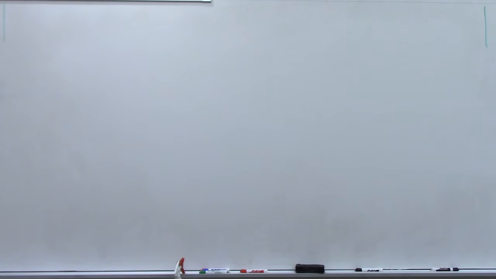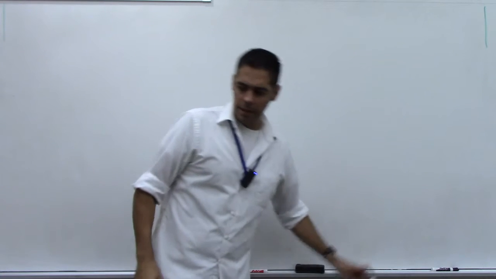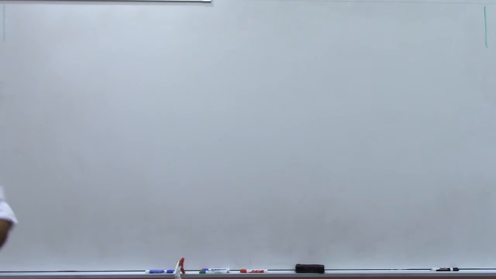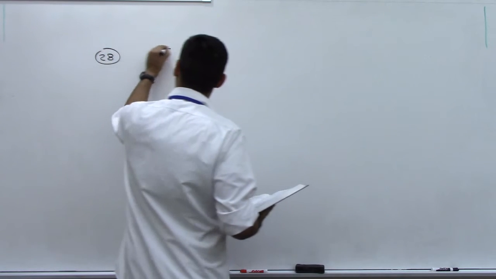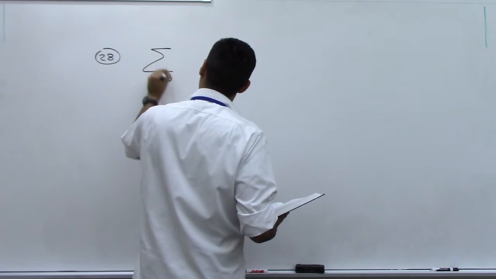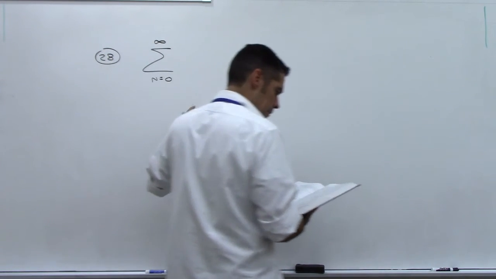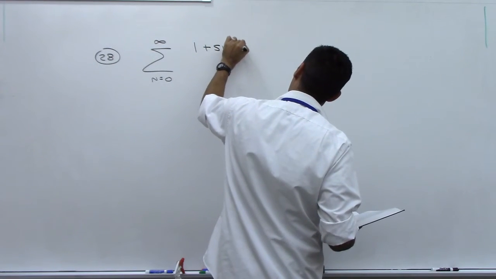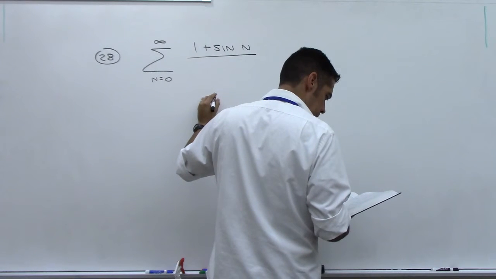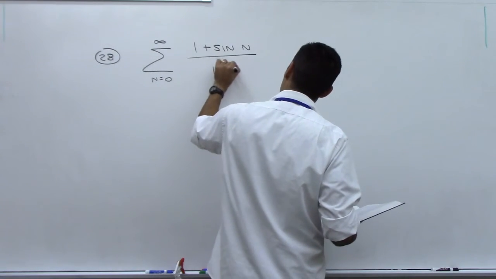All right, I'm getting close here to the end of this assignment. Wow. All right, 28, sum n equals 0 to infinity, 1 plus sine n over 10 to the n.